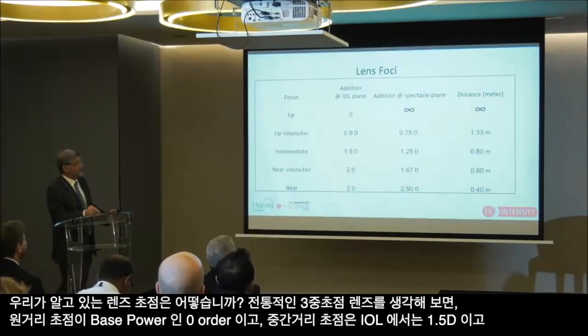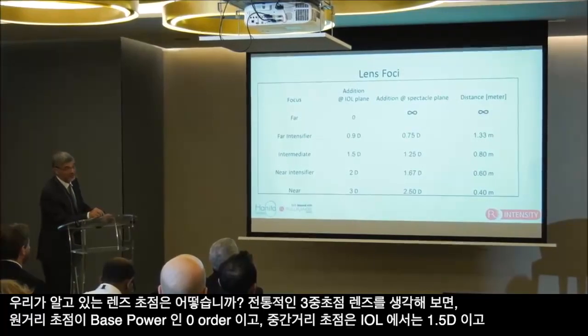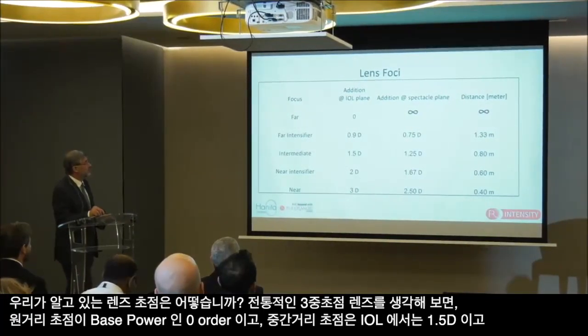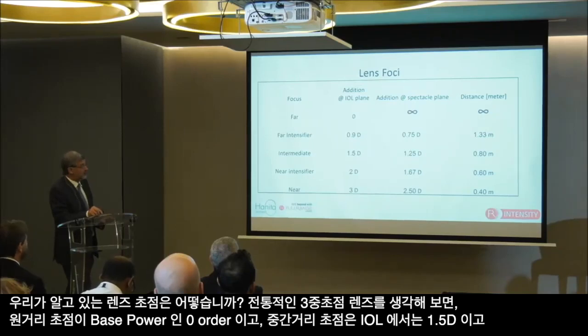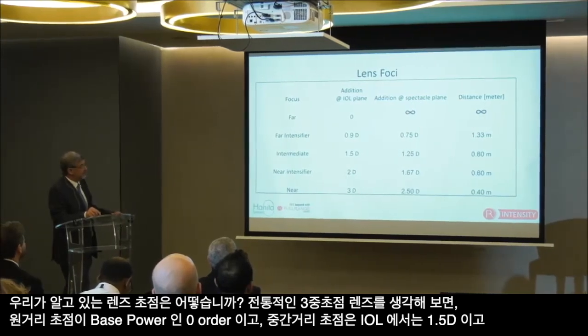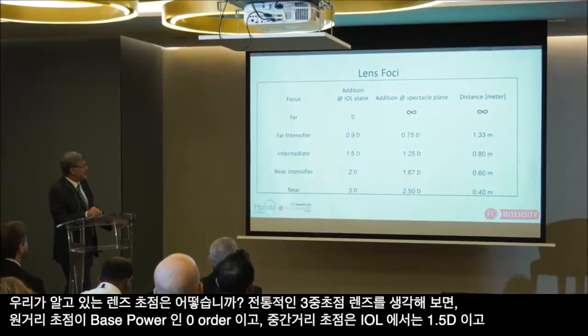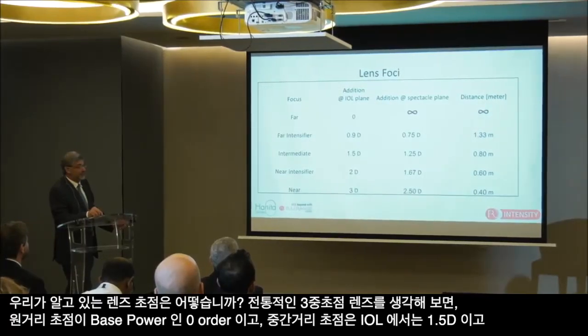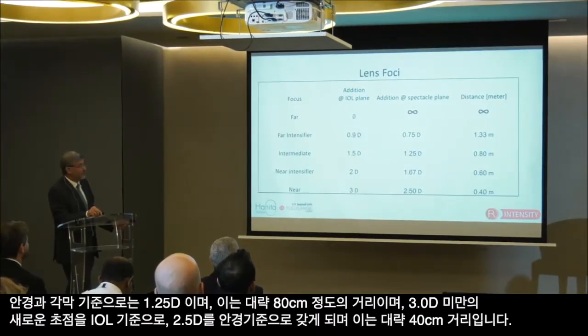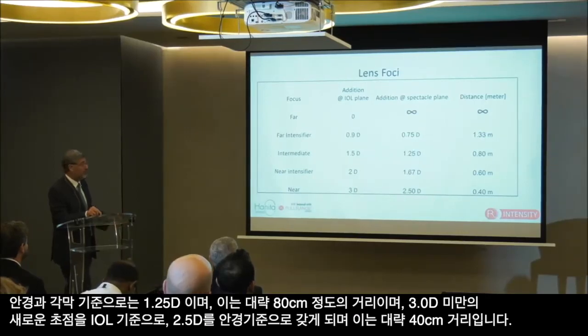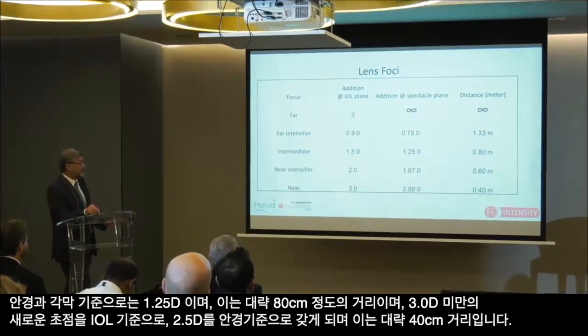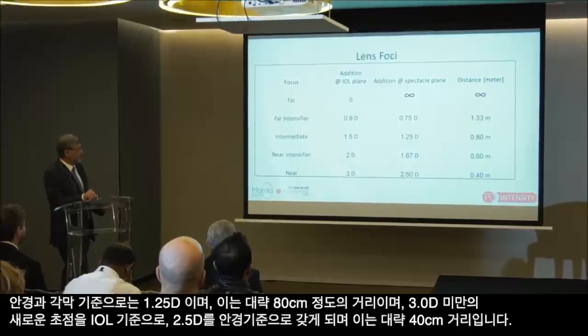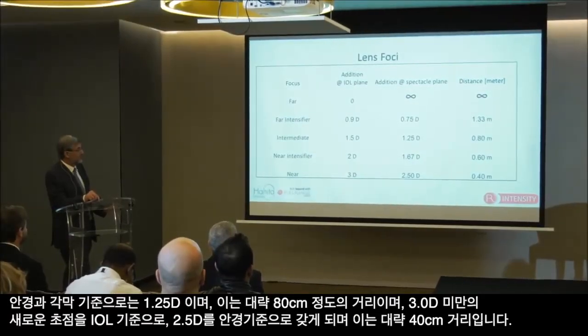Now, what are the lens foci? We know the classical trifocal has 0 IOL power, which provides the focus at infinity. Then the intermediate, which will be 1.5 at the IOL plane, 1.25 at the spectacle or corneal plane, at about 80 centimeters. And then the near focus, which is 3 diopters at the IOL plane, 2.5 at the spectacle plane, at about 40 centimeters.